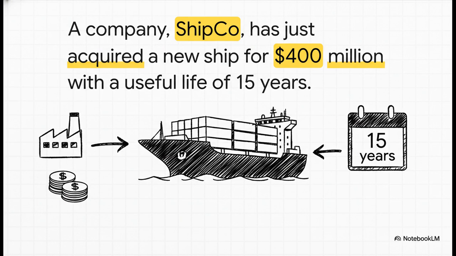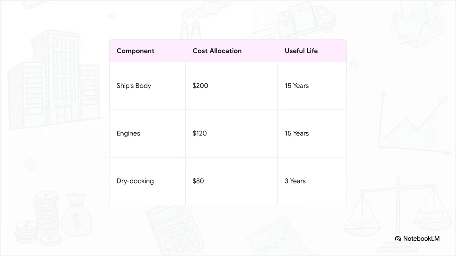Okay, theory is great, but let's see how this works in action. We're going to use an example from KPMG to walk us through the rest of this. So, meet Shipco. They're a company that just dropped a cool $400 million on a brand new ship. The question is, how are they going to apply this component approach? First things first, they've got to allocate that $400 million price tag. They figure the ship's body is worth $200 million and the engines are worth $120 million.